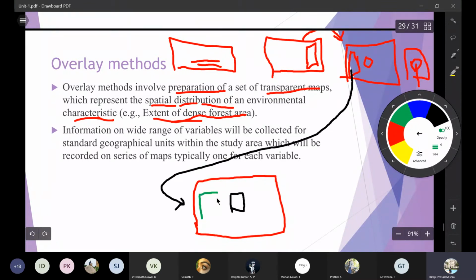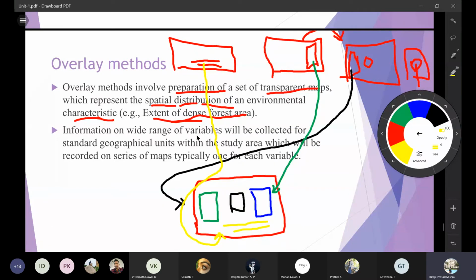So this one is the human habitat, then this one is the forest cover. That forest cover, let us say we are representing it with blue, and let's say yellow is for the river. The river is flowing like this. Okay, so if you overlap the four transparent sheets, the final one may look like this.